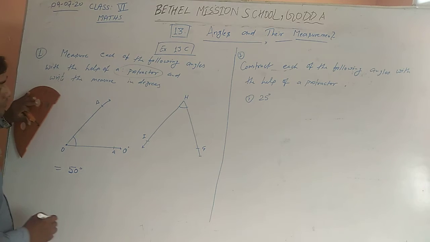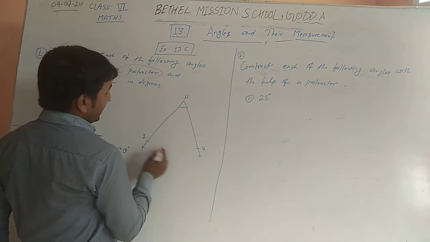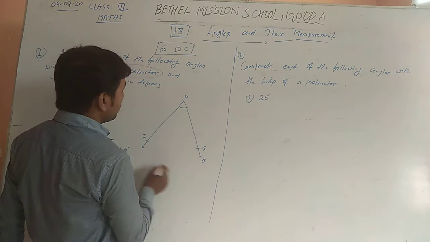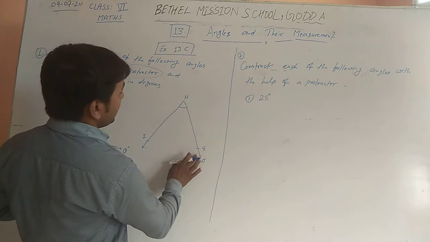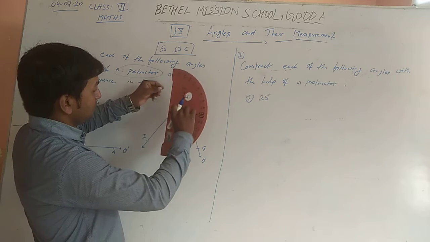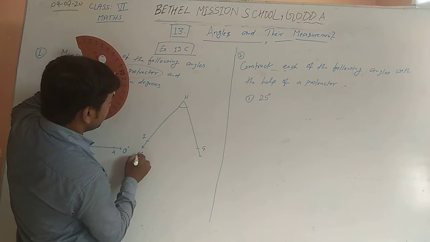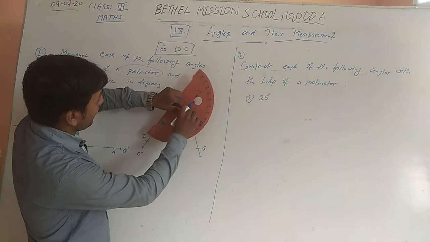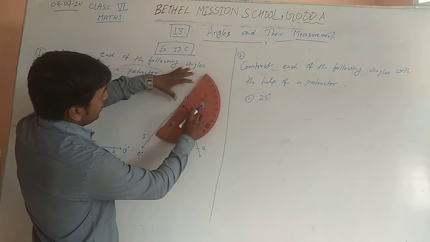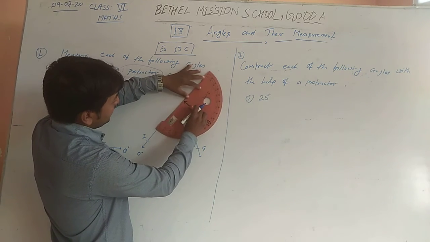Okay. Now we measure this one. So you can make one ray, either this one 0 or this one 0. First we make this one 0. So this one, not this one, it will be easy. We will place this one at this side at 0 degree. This arrow at H.